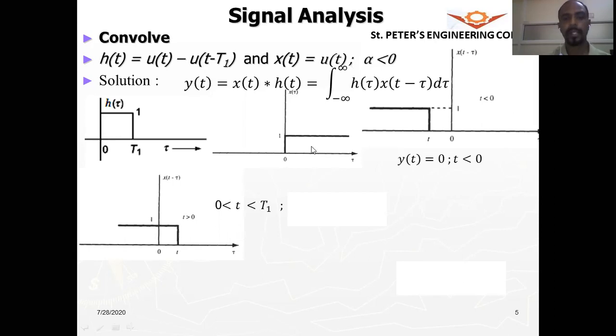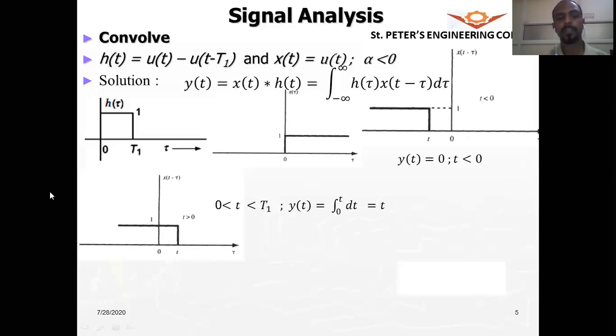So when you integrate this equation, you will get y of t is equal to integral from 0 to t. The function value, what is the function value or the amplitude of both these signals? This signal is having an amplitude 1, this signal is having an amplitude 1. So 1 into 1 is 1 dt. So we simply multiply the function values and integrate it. So when you integrate it, this is equal to t. So we have computed the integral for this range.